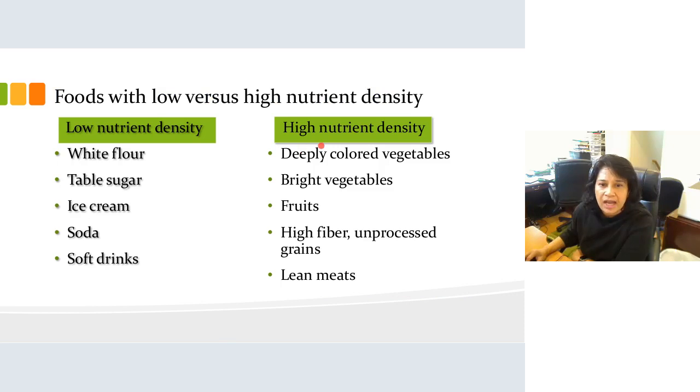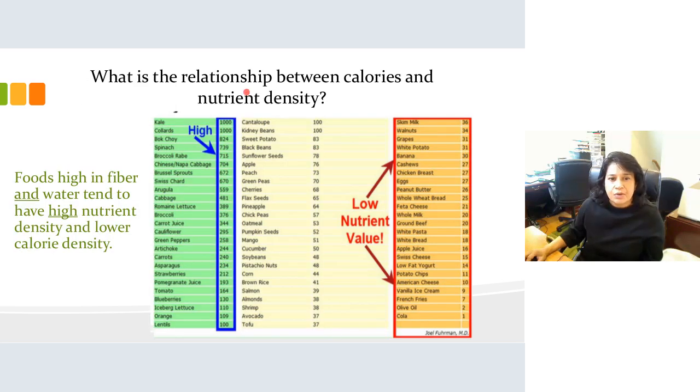Low versus high density nutrients. The low nutrient density foods are things like white flour, table sugar, ice cream, soda, very processed soft drinks, not much in vitamins and minerals. Versus high nutrient density foods are deeply colored vegetables, your bright vegetables, your fruits, your high fiber foods and lean meats. So what is the relationship between calories and nutrient density? The foods that are higher in fiber and water tend to have higher nutrient densities and lower calorie densities, okay?